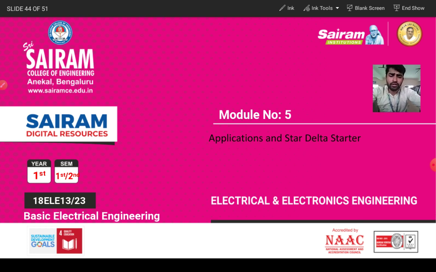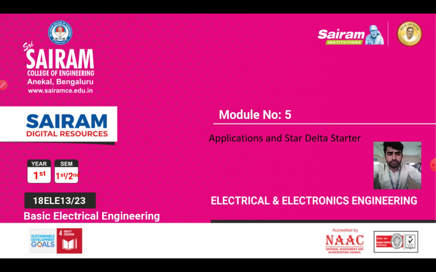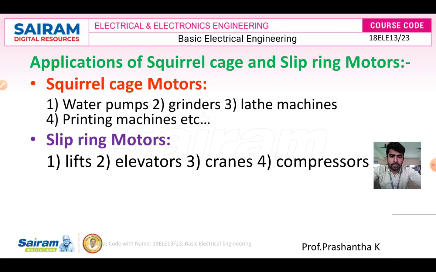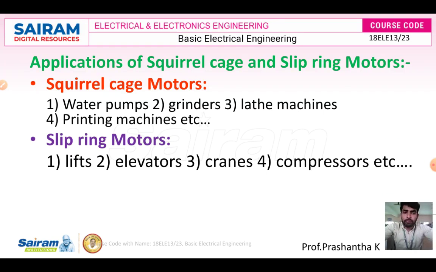Next application: we will see the single phase induction motor, the 3-phase induction motor, and the star to delta starter. Now, applications of the squirrel cage induction motor and the slip ring motor. Squirrel cage motors are used in water pumps, grinders, lathe machines, and printing machines.